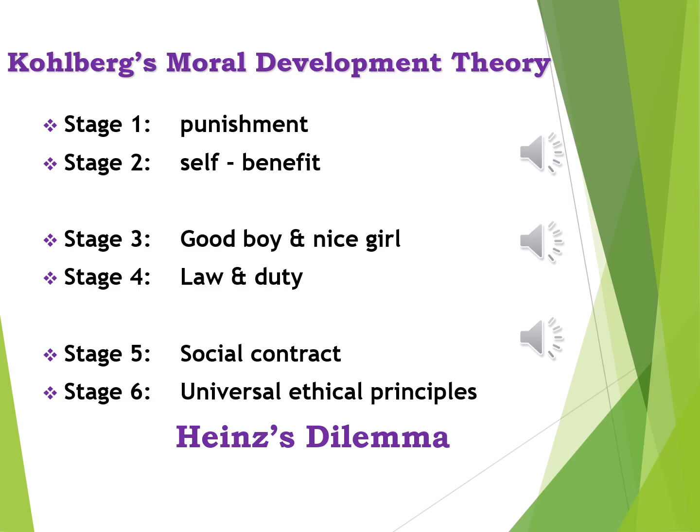There's only 2 choices. He steals the drug, and his wife has an excellent shot at living. He does not steal the drug, and she will die. And again, those are the only 2 choices. Kohlberg would then ask his subject, what should Heinz do? And more importantly, why do you say that? So let's go through all these stages and see what reasoning a person of each stage would propose. But first, put a brief summary of the Heinz dilemma into your notes.